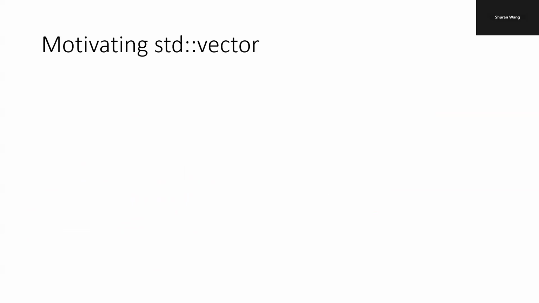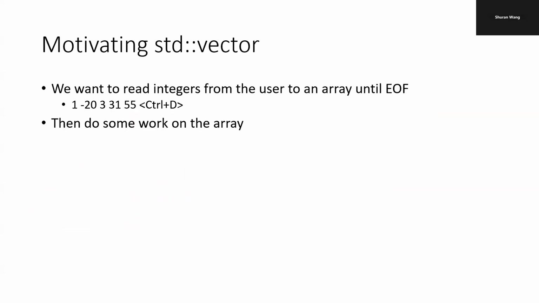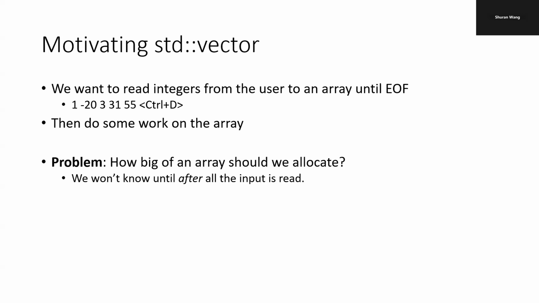Why do we use std::vector? In what circumstance do we use std::vector? If we want to read integers from the user into an array until the end of file, then do some work on the array. In this case, you won't be able to know how many integers you're going to read until you have saved all of the integers.